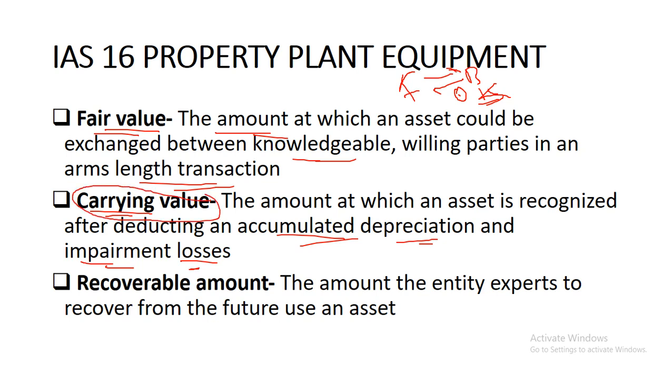In simple terms, the current value is also called the net book value. This is the value at which an asset is recognized in the books, after deducting the accumulated depreciation and impairment losses. Then recoverable amount. This is the amount the entity expects to recover from the future use of an asset. And these are just a few things that you need to know.